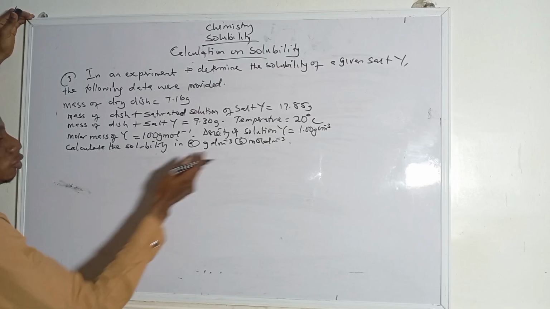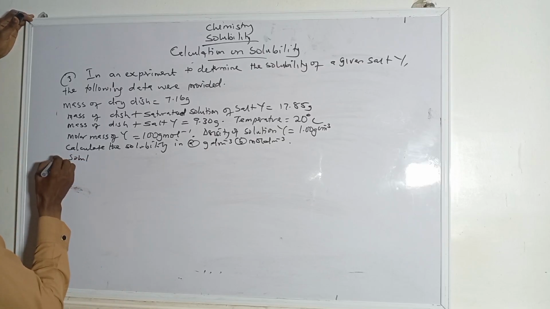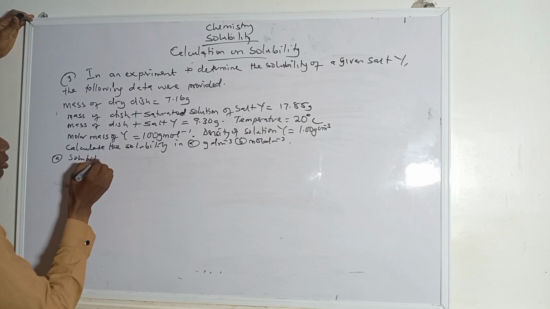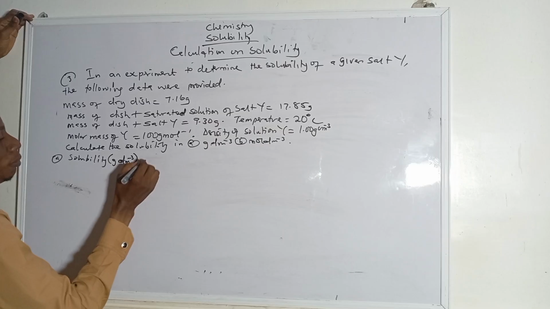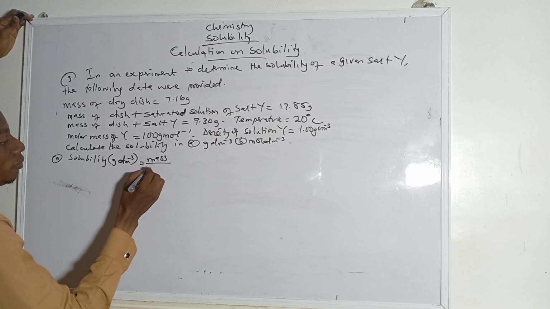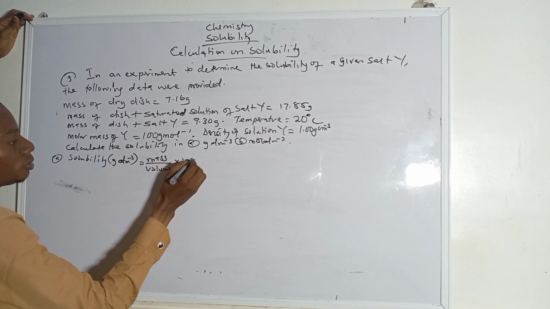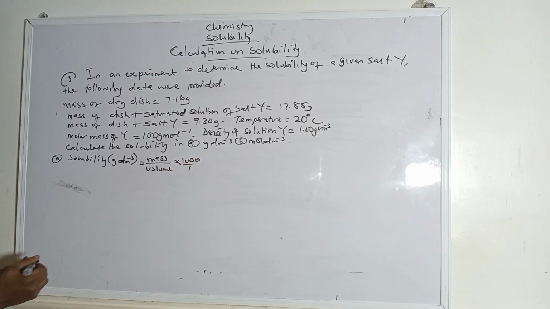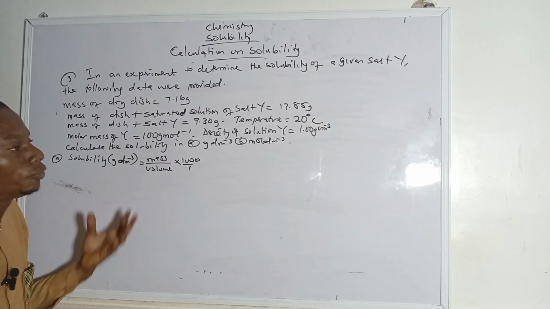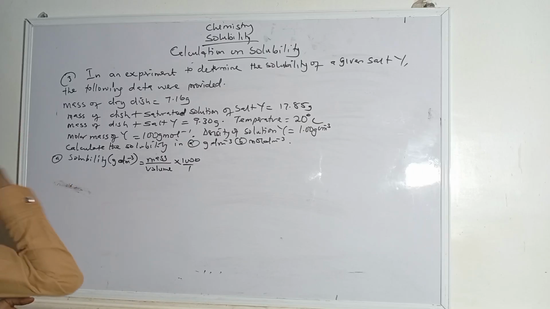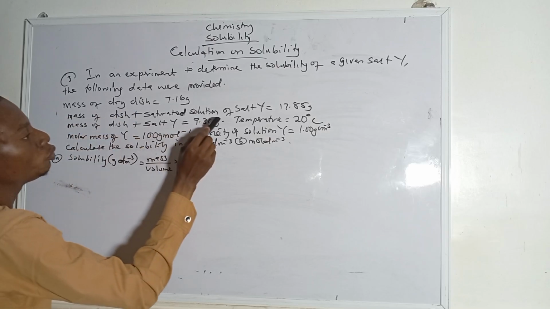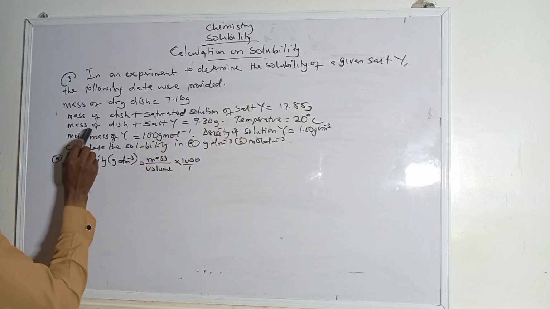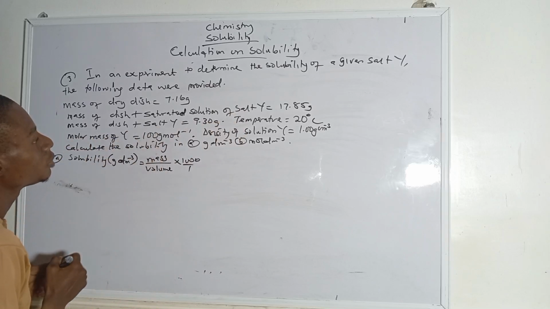If you want to find solubility in gram per dm cube, that will be mass over volume times 1000 over 1. So now what is the mass? Here we need to go and look for the mass to look for the volume. This is the mass of dry dish. This is the mass of dry dish plus saturated solution of salt water. The mass of dish plus salt water. So let's look for the mass.